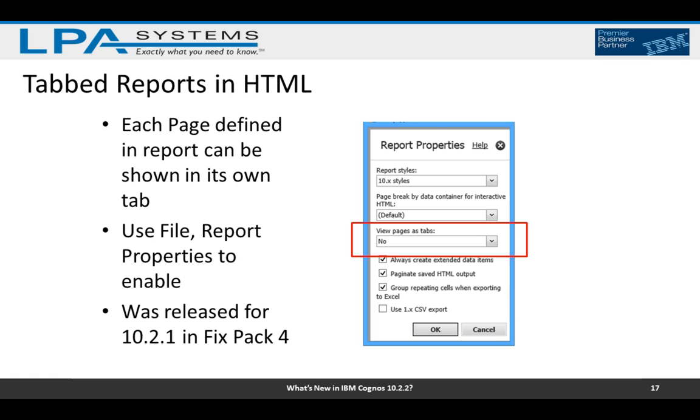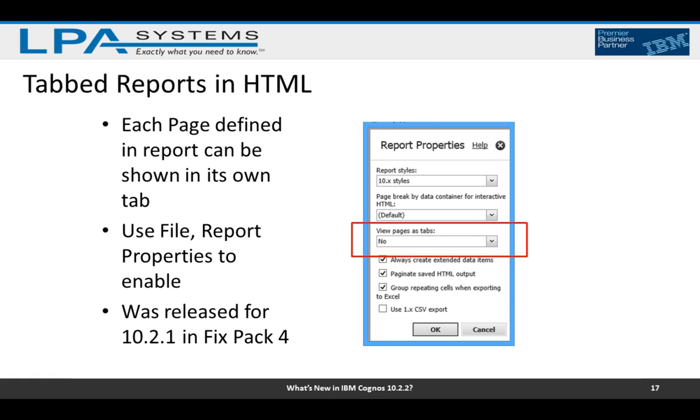Tabbed reports in HTML, those of you on 10.2.1, if you upgraded to FixPack 4, you can actually do this now. This enhancement was actually released early in a FixPack. It's also part of the 10.2.2 install. Under report properties, which is File, Report Properties to get there in Report Studio, you have this option called View Pages as Tabs. It defaults to no on a report-by-report basis. You can set it to yes, and the options are to say yes and display the tabs at the top of the screen, or yes and display the tabs at the bottom of the screen.